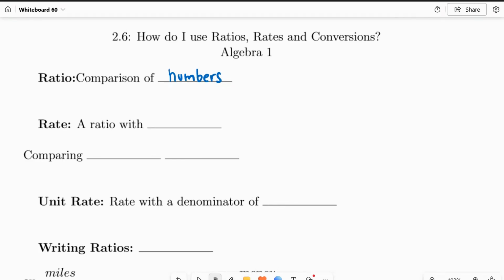Ratios can be written in many different forms. The most common for this class would be in fraction form. So comparing 3 and 5 is 3/5. You could also write them as 3 to 5, or you could write it using a colon.